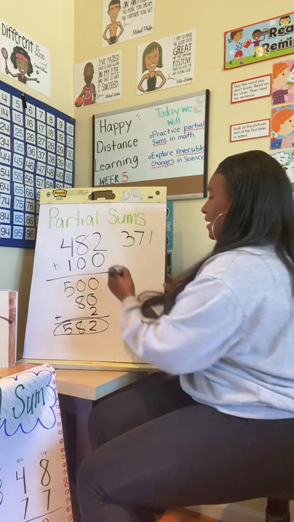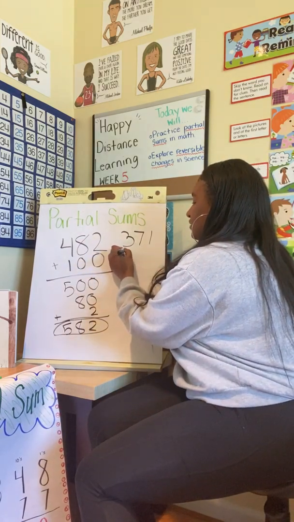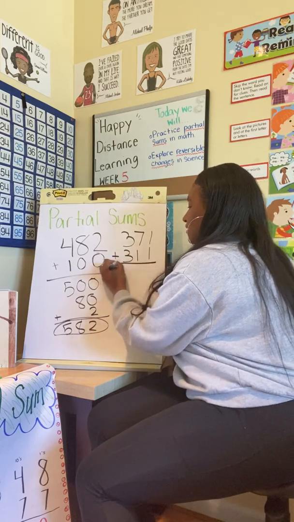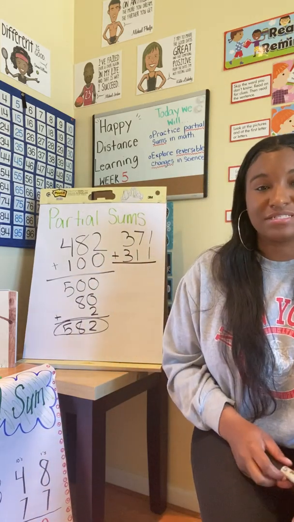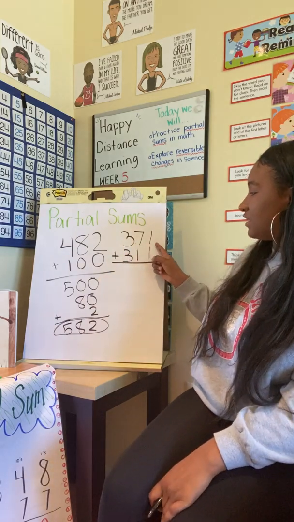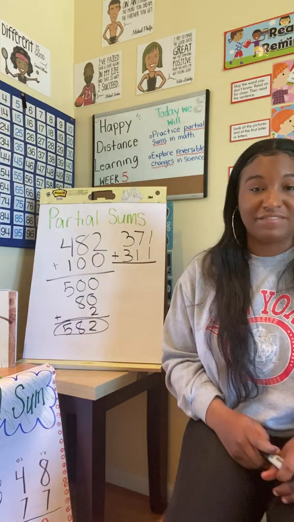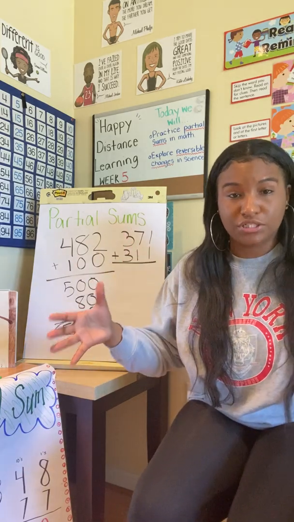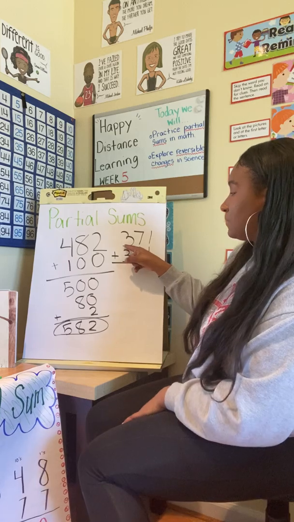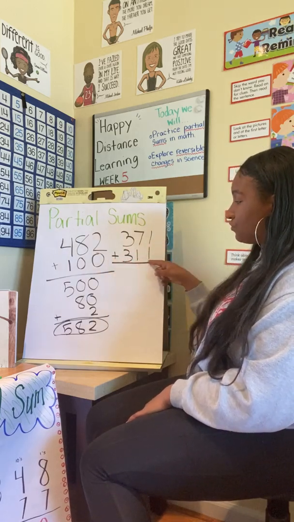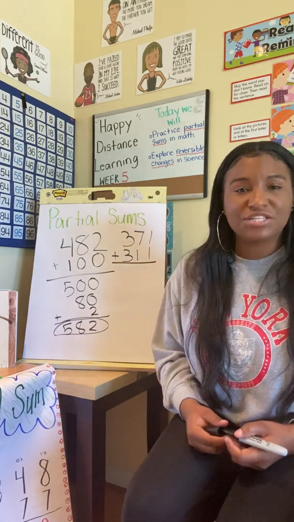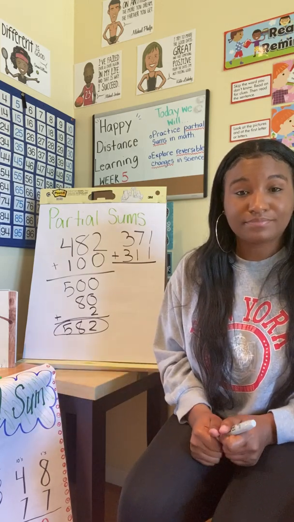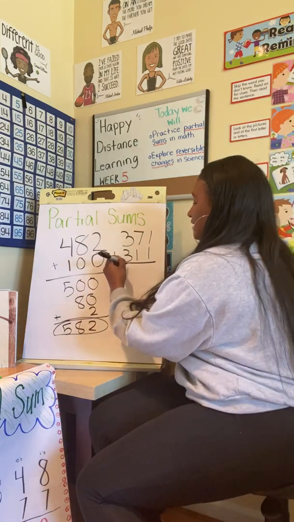Let's do one more together. 371 plus 311. All right, line those numbers up in vertical form. 371 plus 311. Remember, using partial sums, we start with our hundreds place first, or the largest number. So we have in our hundreds place 300 plus 300. Think to yourself, what is 300 plus 300? Or 3 plus 3? Great job, it's 600.